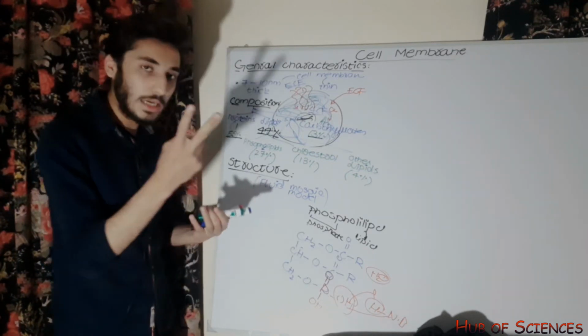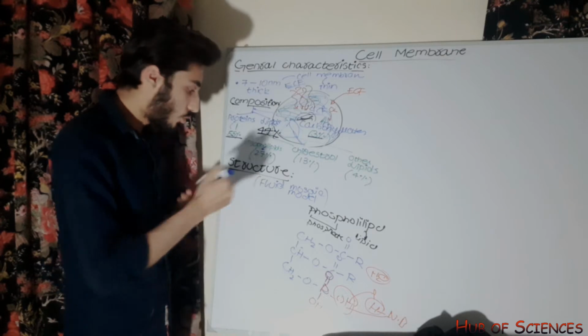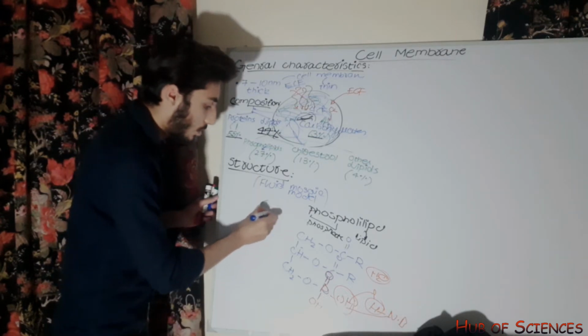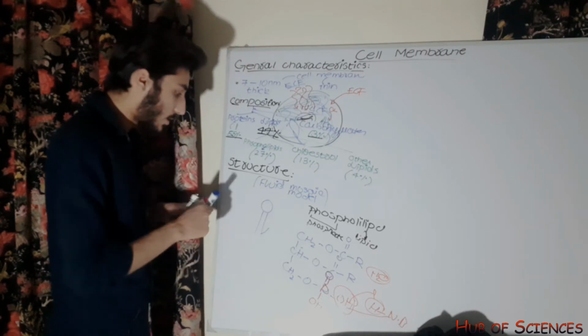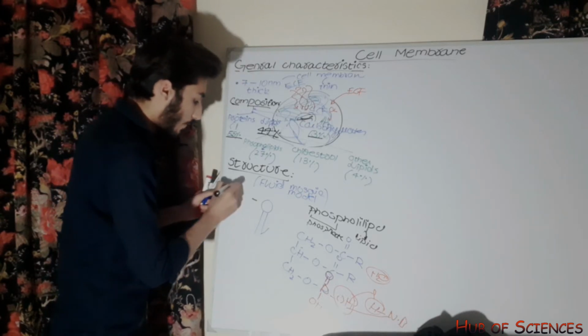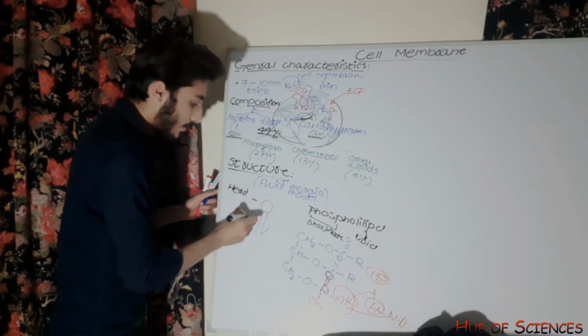So phospholipids have two regions. This is the head and this is the tail. This is the head of the phospholipid and this is the tail of the phospholipid.